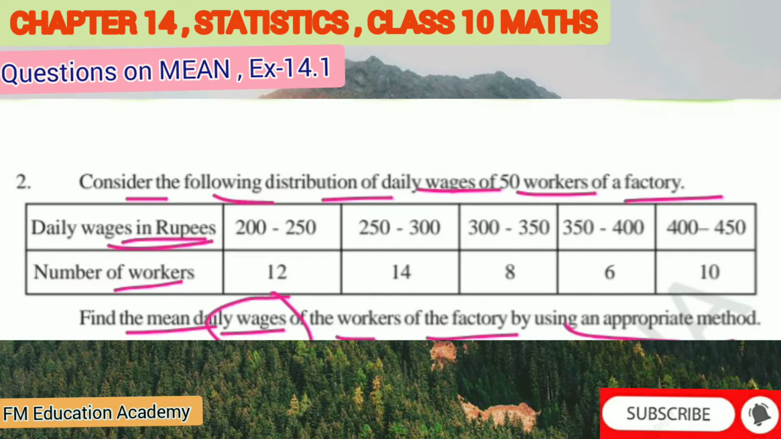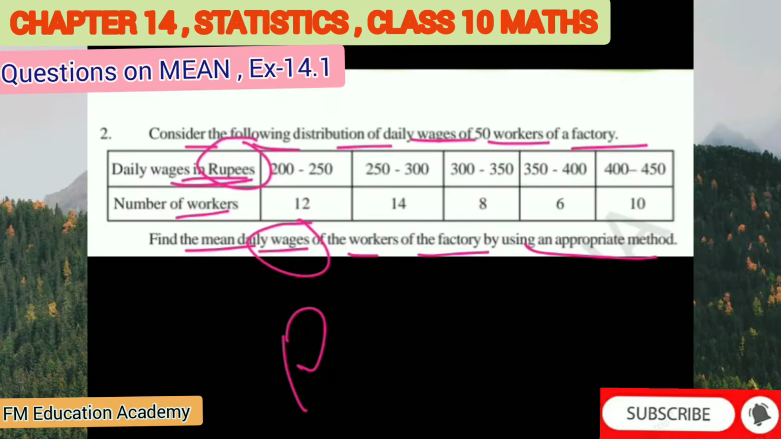Now wages are already given, the final answer should be in rupees, and here the total frequency is given as 50, and it is asking us to use an appropriate method. Before, I said that there are three methods to find out mean. Mean can be found out by direct method, by assumed mean method and by step deviation method. So which method will we use here?